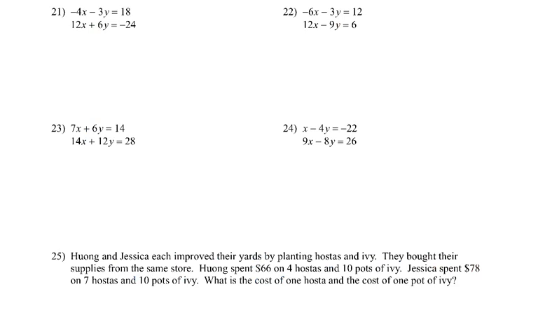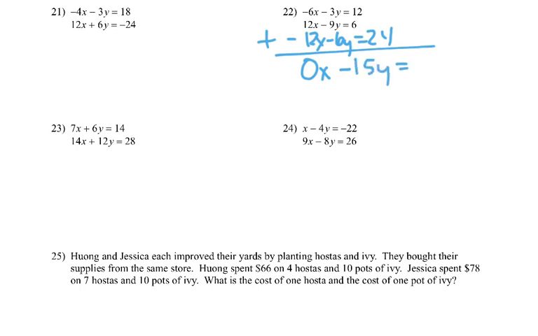Okay, looking at number 22. Same idea. I could double 6 or even double 3 or triple 3. Either one, so probably doubling is easier. So -12x - 6y = 24. Then add them: 0x, -15y = 30. So -15y = 30, divide by -15, and y would equal -2.